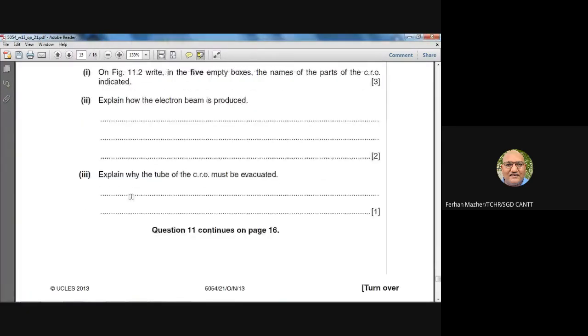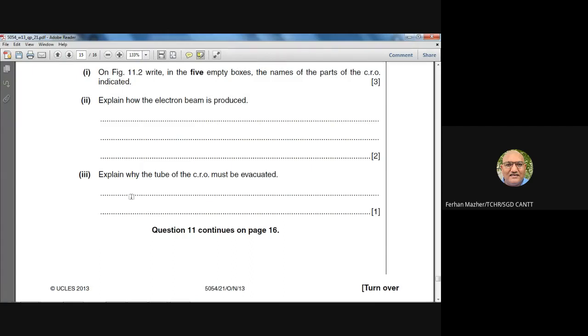The next question is: explain why the tube of the CRO must be evacuated. Why do we remove all the air from it, or try to remove all the air from it? Because we have a beam of electrons. If the air is present, what will happen? The electrons will collide with the molecules of air, and they will lose their kinetic energy, and they will stop, and they will not reach the fluorescent screen.